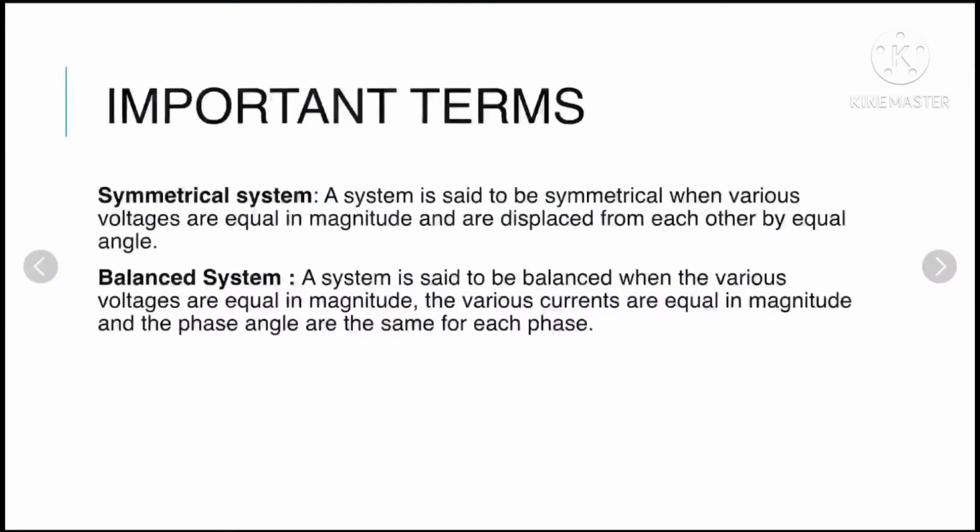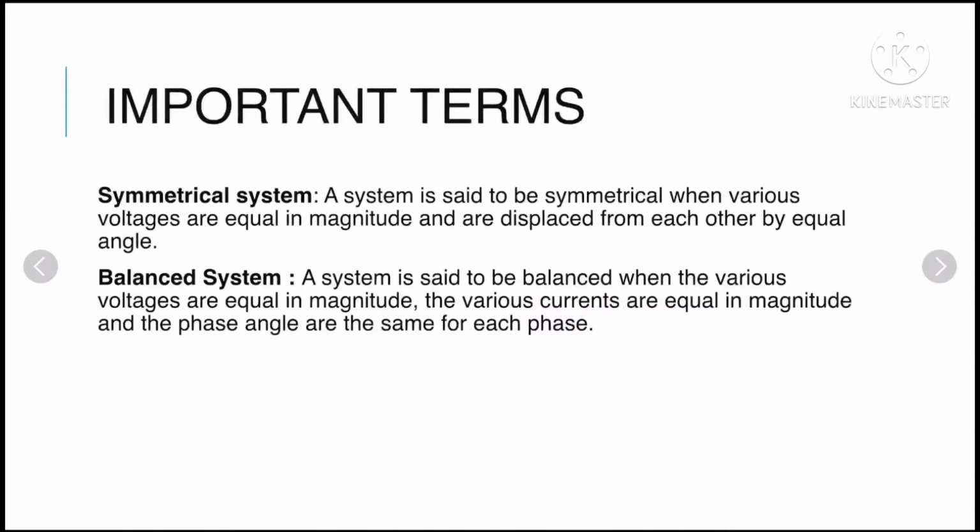Before starting this derivation, we should understand that the derivation we are going to do is for a symmetrical system and a balanced system. So what is a symmetrical system and what is a balanced system? We need to understand these two terms first. A system is said to be symmetrical when the various voltages are equal in magnitude and are displaced from each other by equal angle. See, this derivation is for three phase.